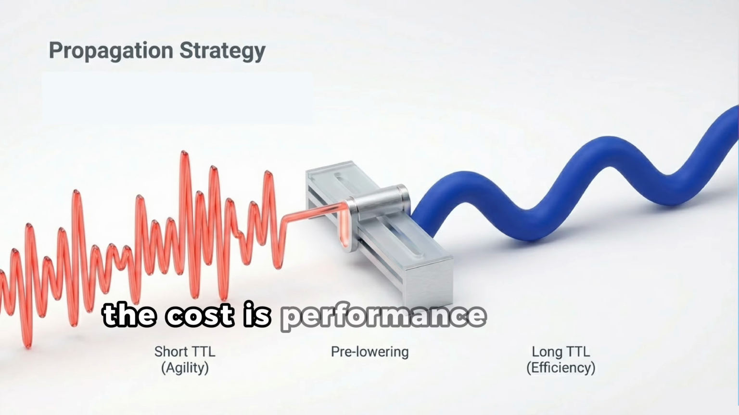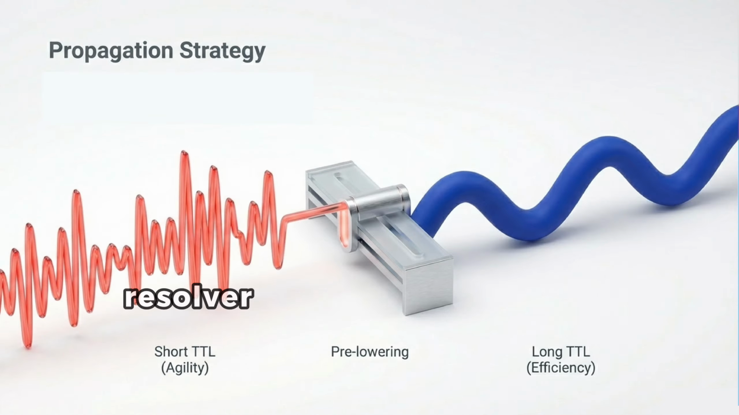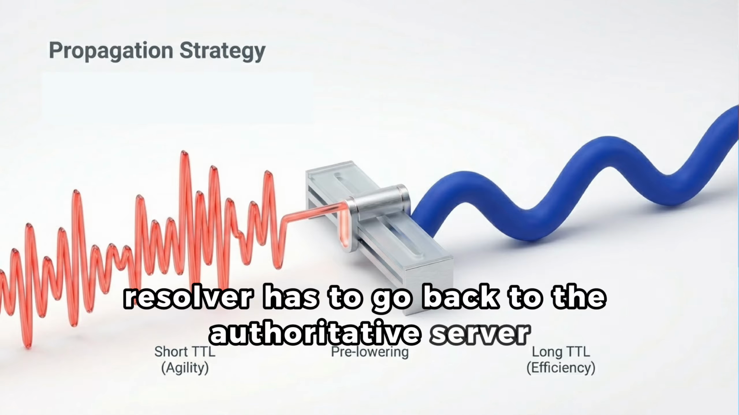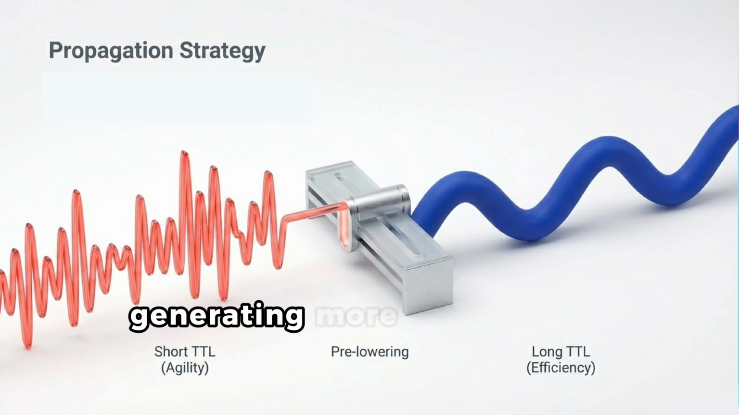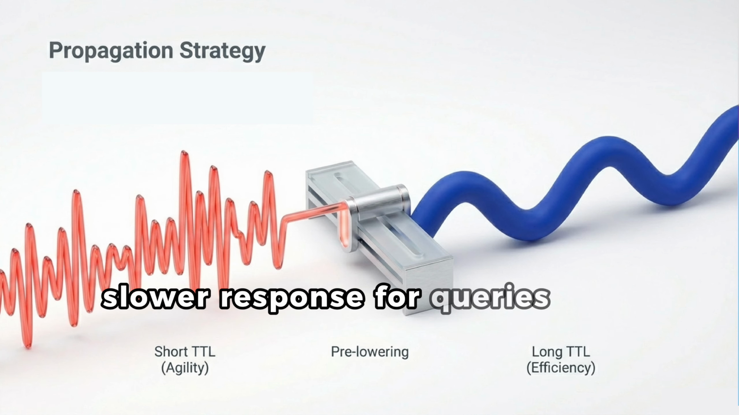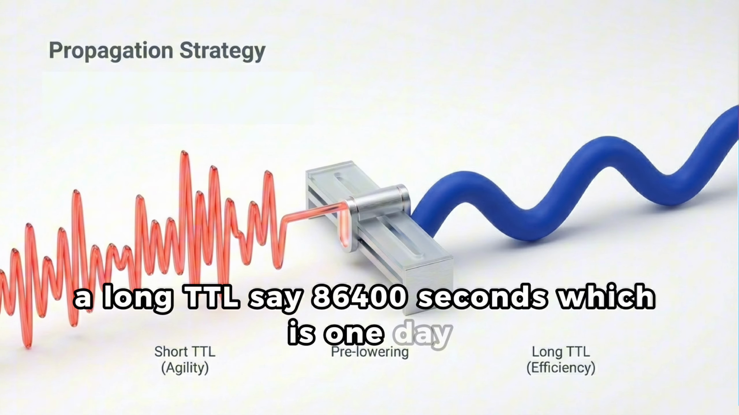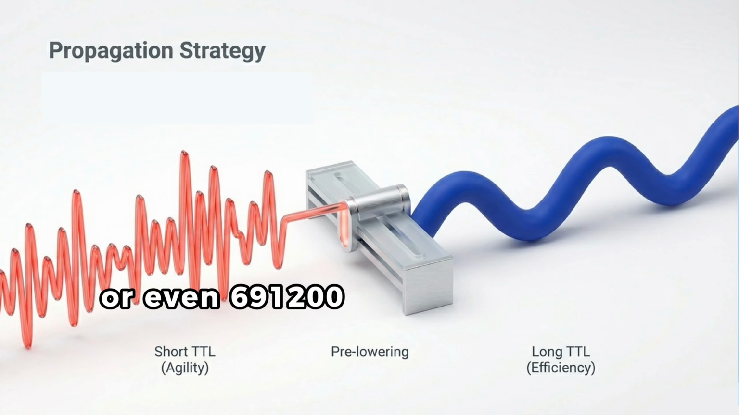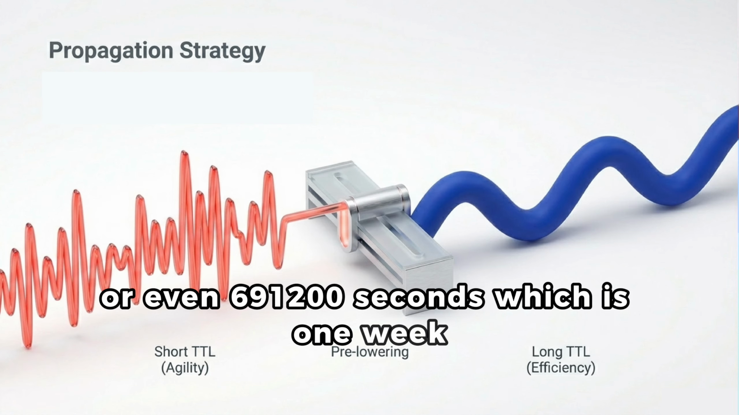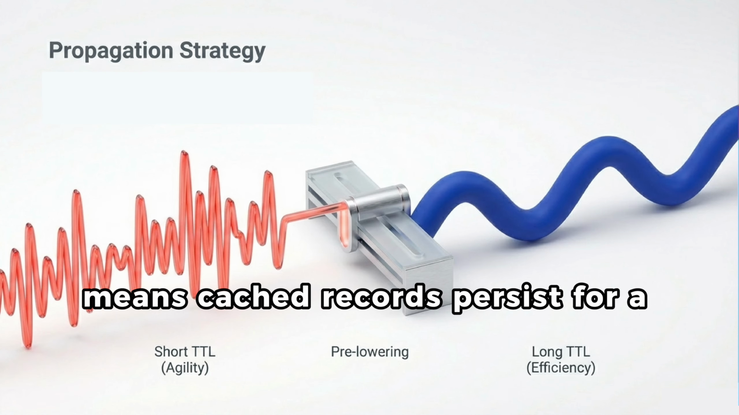The cost is performance and load. Every resolver has to go back to the authoritative server more frequently, generating more query traffic, more network round trips, slower response for queries that miss the cache. A long TTL, say 86,400 seconds, which is 1 day, or even 604,800 seconds, which is 1 week, means cached records persist for a long time.